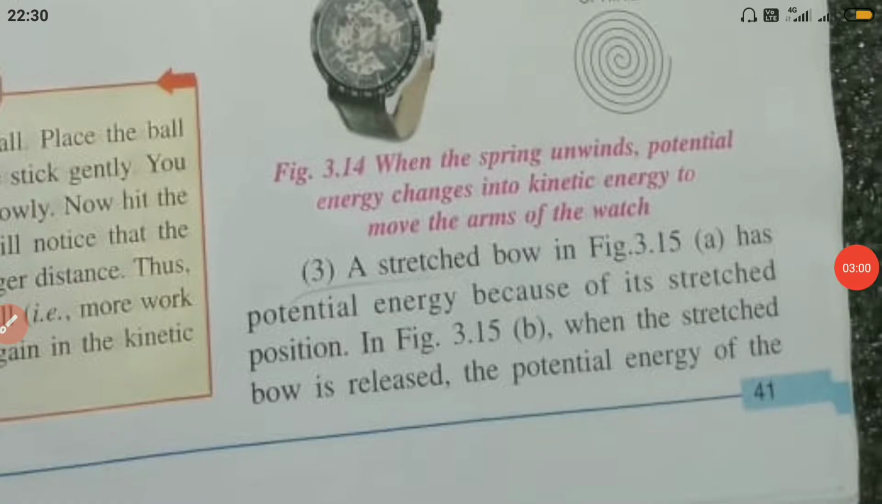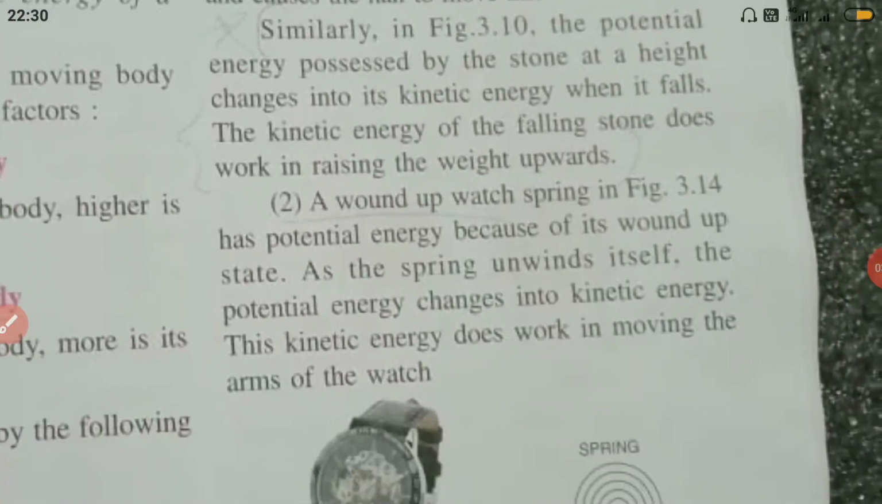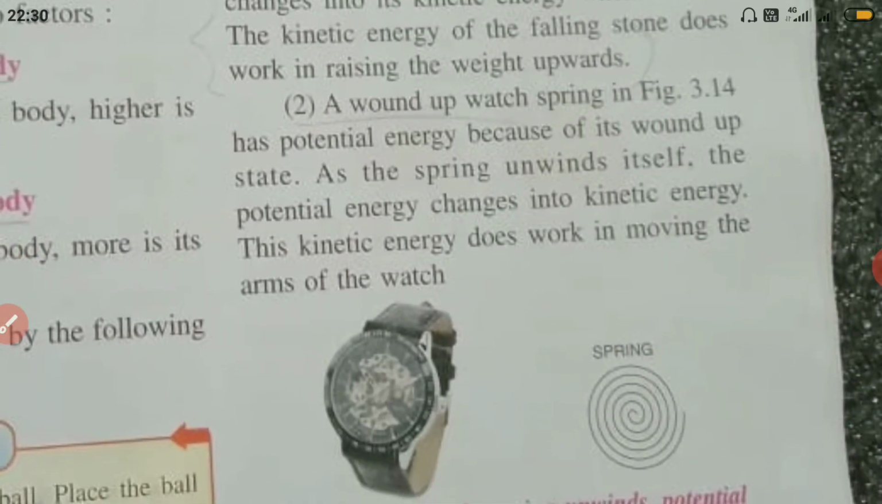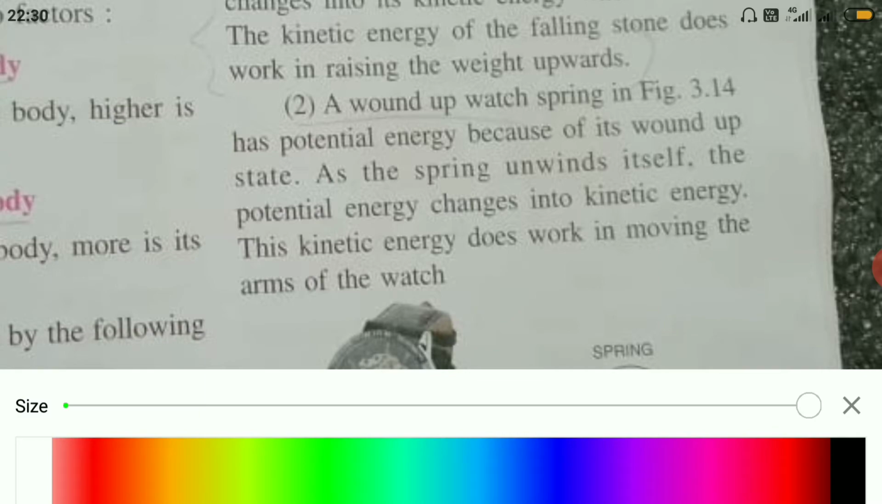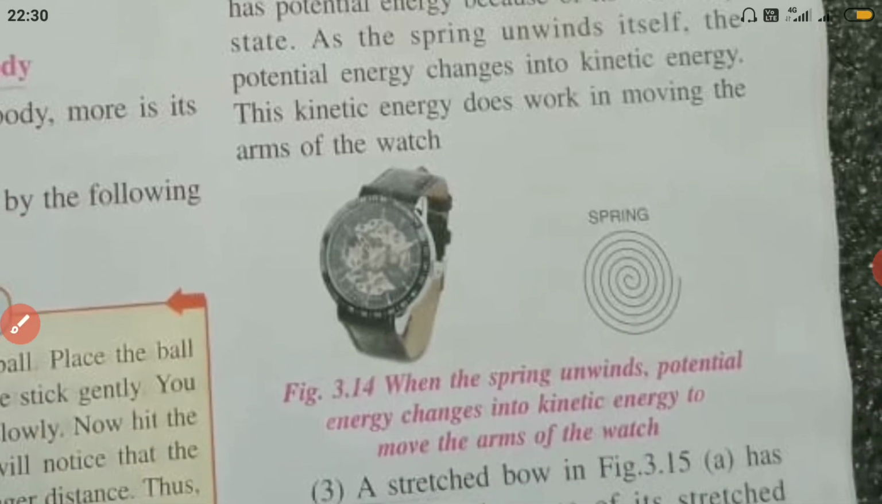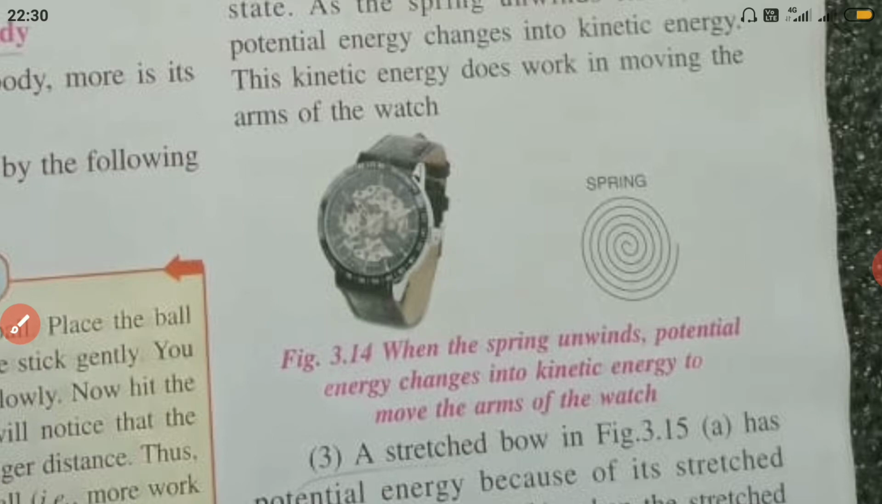Okay, now the next example, here a wound up watch spring, this figure 3.14, has potential energy because this watch spring, they're talking about this watch spring here. So this spring will have potential energy in it. How? Okay, suppose we squeeze the spring.